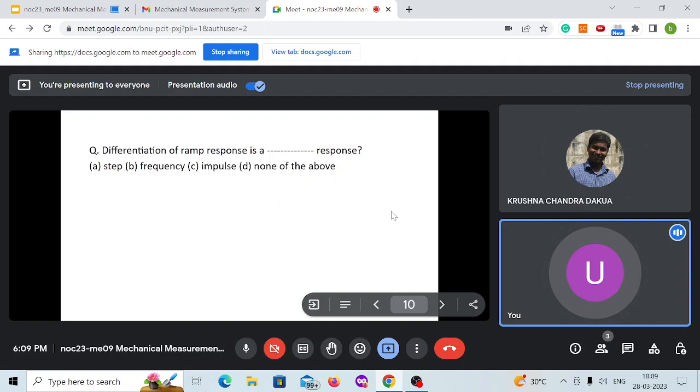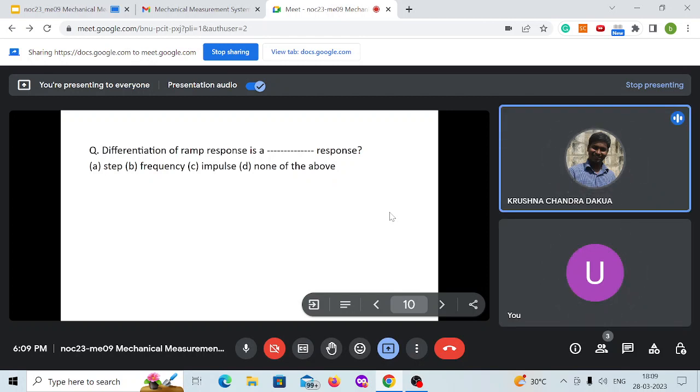Differentiation of a ramp response is a dash response. If you differentiate a ramp response, what will it be? A, step. B, frequency. C, impulse. D, none of the above. A ramp response is where the input rises linearly with time. If you differentiate that with respect to time, it will be an impulse, so option C.